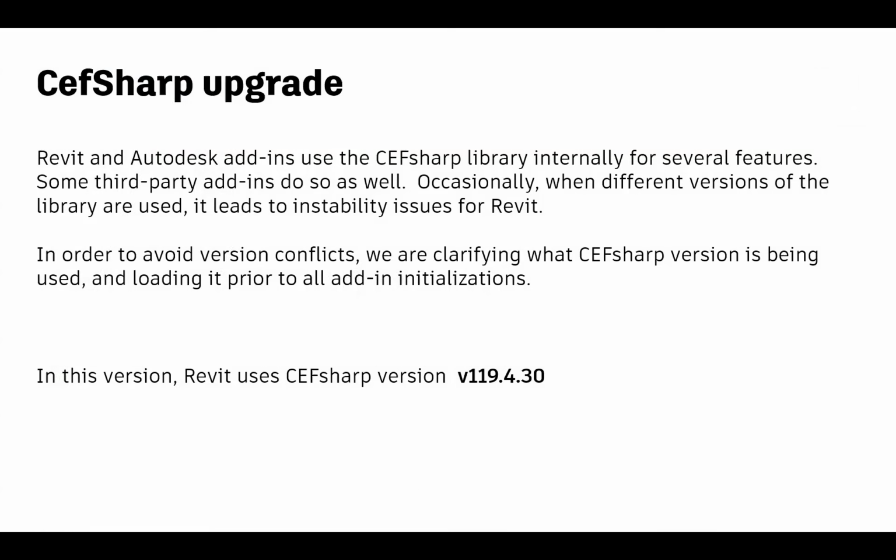First, we want to inform you that Revit and Autodesk add-ins use the CefSharp library internally for several features. Some third-party add-ins do so as well. Occasionally, when different versions of the library are used, it leads to instability issues for Revit. So, to avoid version conflicts, we recommend clarifying which CefSharp version is being used and loading it prior to all add-in initializations. In this version, Revit uses CefSharp version 119.4.30.